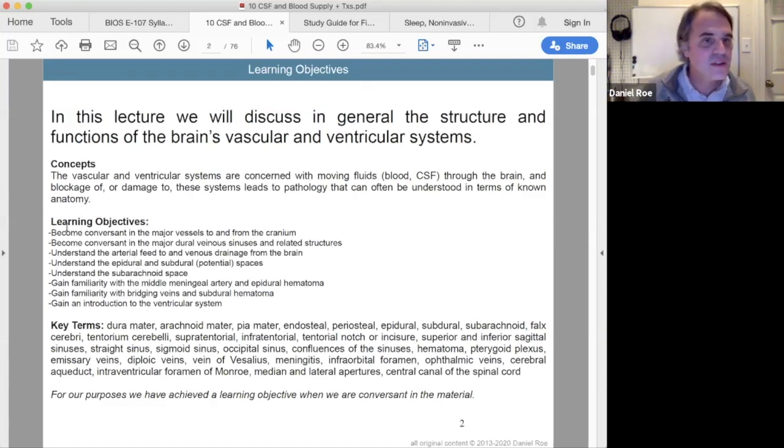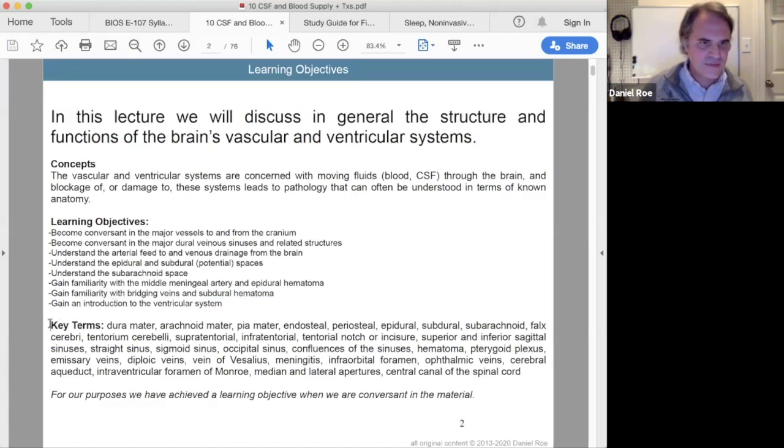So learning objectives. We want to become conversant in the major vessels to and from the cranium, become conversant in the major dural venous sinuses and related structures, understand the arterial feed to and venous drainage from the brain. We want to understand the epidural and subdural potential spaces, understand the subarachnoid space. We want to gain familiarity with the middle meningeal artery, which is the main culprit in epidural hematoma. We want to gain familiarity with bridging veins and subdural hematoma. They're kind of the main culprit in that. And then gain an introduction to the ventricular system.